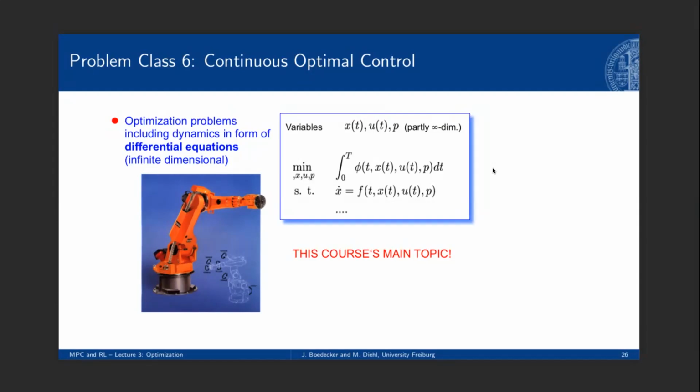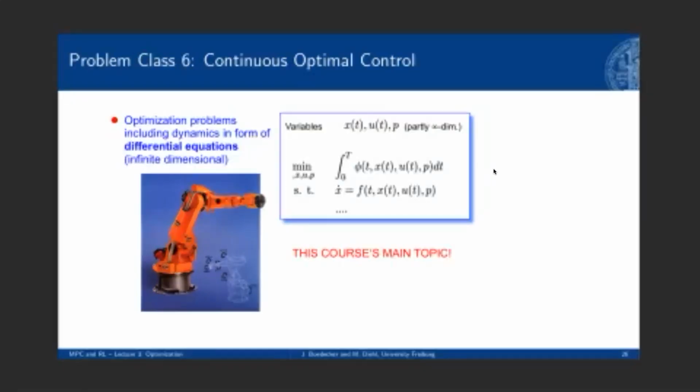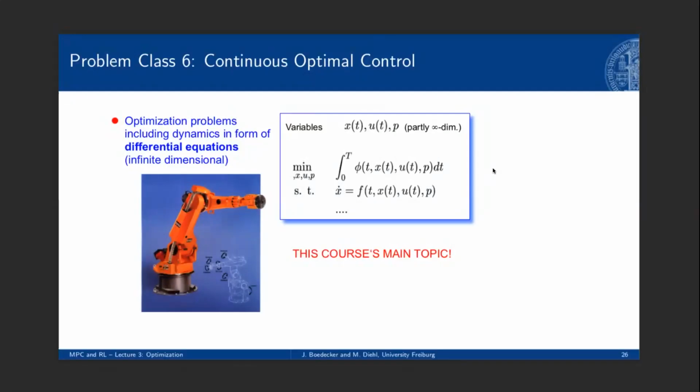And also your constraints are infinite dimensional, because this ODE is infinite dimensional. And after discretization, we usually transform that to finite dimensions, but originally it's infinite dimensional.